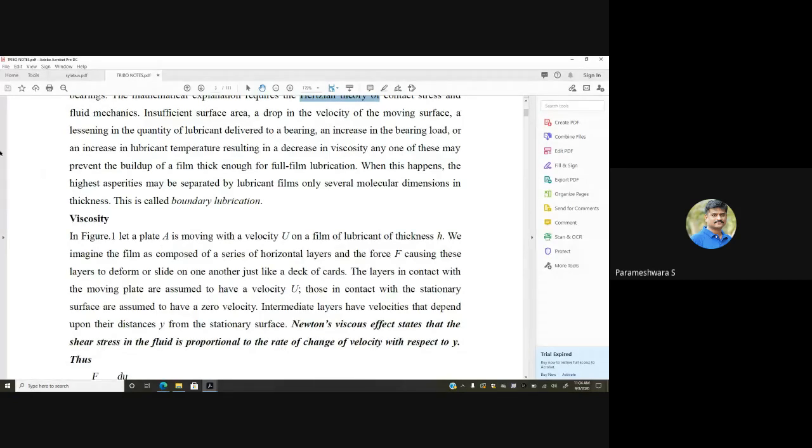The next topic is viscosity. More often you have heard about viscosity in fluid mechanics and in many topics related to fluids. Viscosity is a measure of a fluid's resistance to flow. I'll explain this viscosity with a neat figure over here.